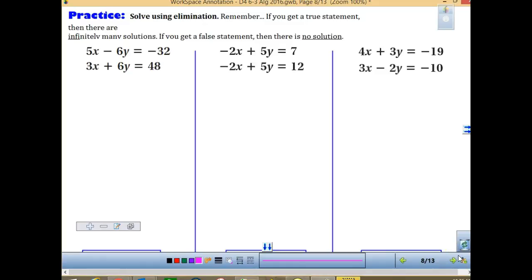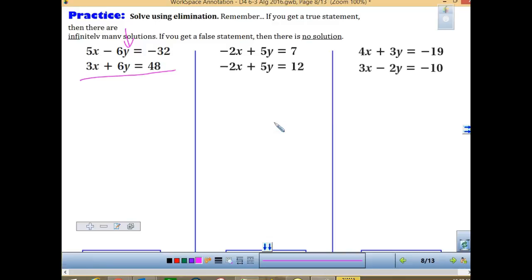So, next page down, we're going to do the elimination. First equation. Do we love it? Yes. Which variable would we eliminate in the first equation? The y's. Please add those together and be ready if I call on you. The second set, you have to multiply one of them by negative 1.